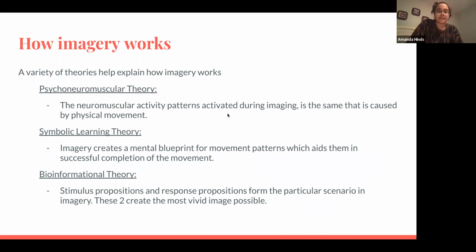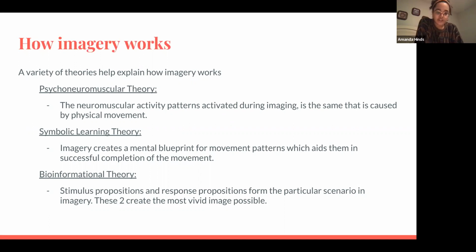A variety of theories help to explain how imagery works, which we will discuss. The first one is the psychoneuromuscular theory, which says that the neuromuscular activity patterns activated during imaging are the same as that caused in physical movement, which is pretty interesting. Just thinking about doing a movement activates the same neurons as if doing that movement, which is pretty profound. Next is the symbolic learning theory, where images create a mental blueprint for movement patterns and aid people in successful completion of the movement. So it essentially comes up with a plan for people before executing a movement or skill.